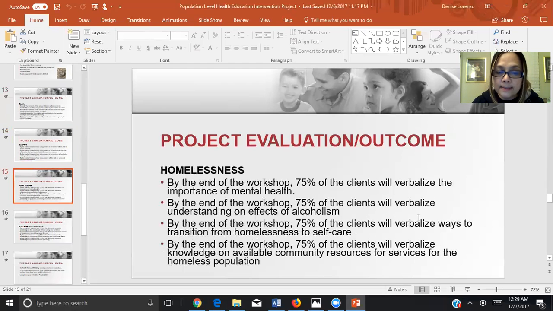On homelessness, the goals and objectives are: 75% of the clients will verbalize the importance of mental health. They will be able to verbalize understanding and effects of alcoholism. They will verbalize ways to transition from homelessness to self-care, and also to have knowledge and availability of community resources.